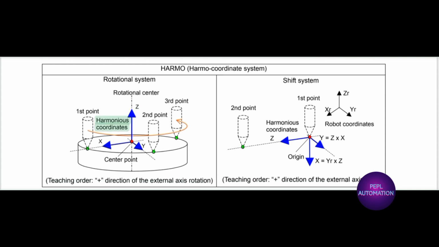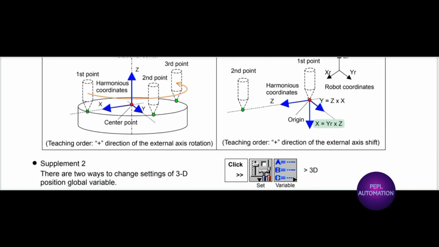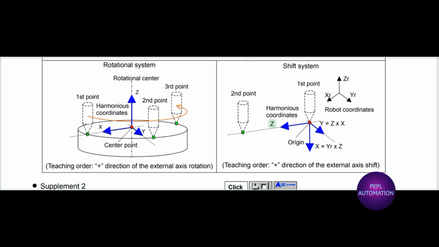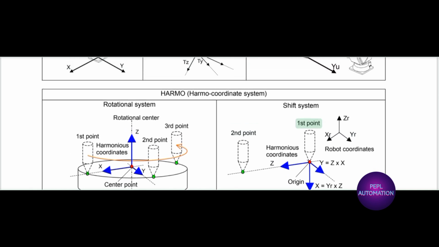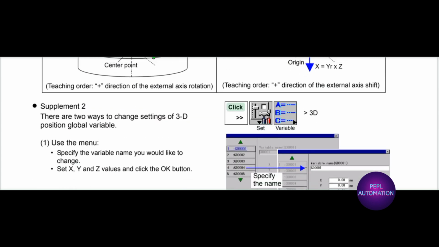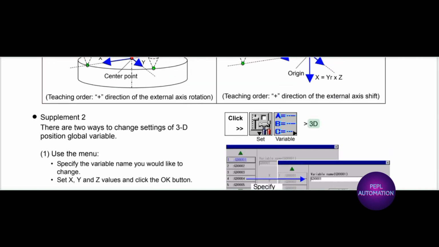Harmonic coordinates origin, robot coordinates. Y equals ZXX, X equals YXZ. ZR, XR, Y, Z. Second point, first point. Harmonic coordinates, set variable. Click, specify the name.